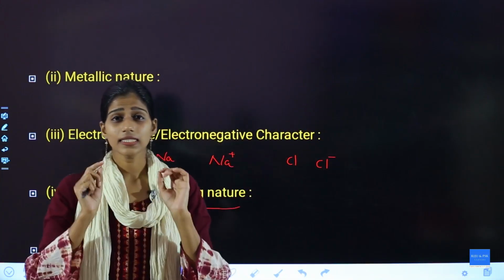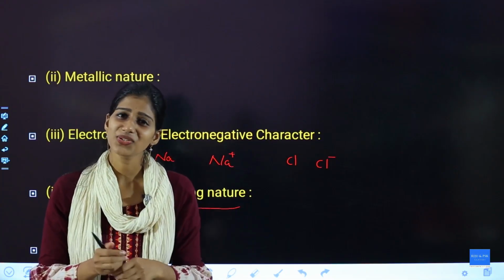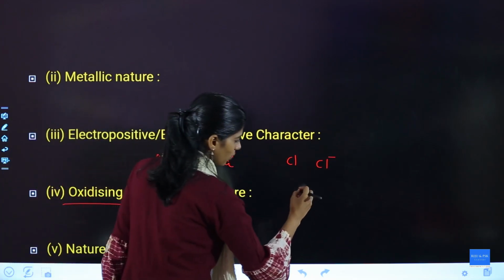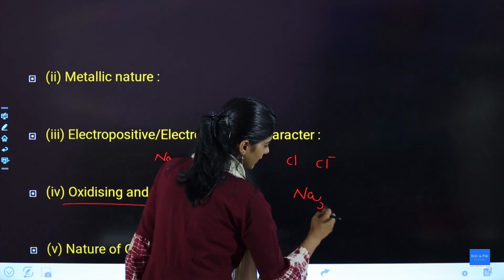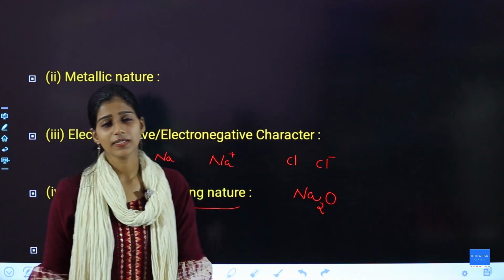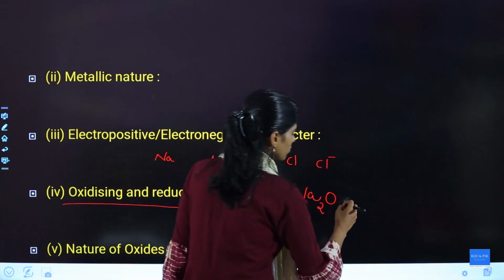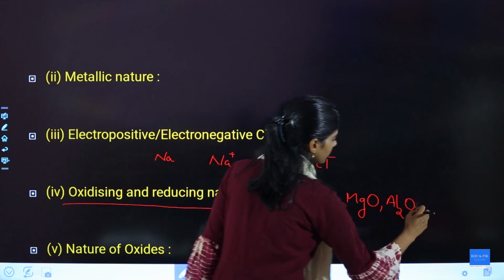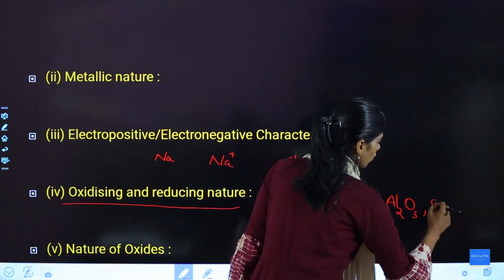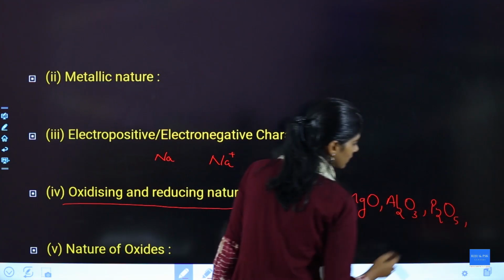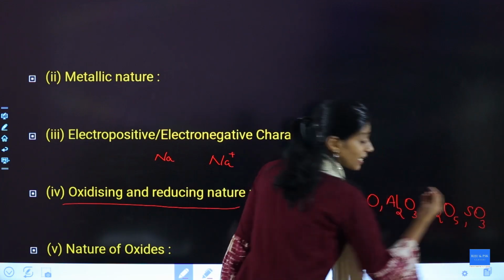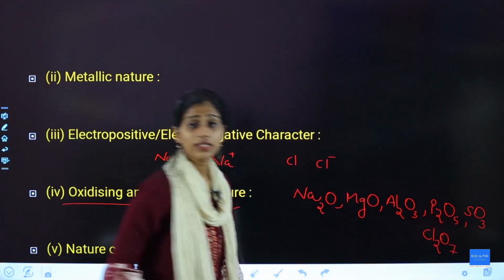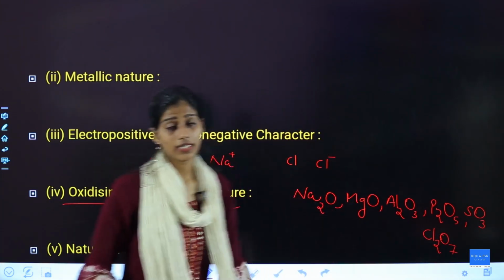I am going to consider some of the oxides. I will take sodium oxide, that is your third period element. I will write the oxide, sodium oxide, Na2O. Then you had magnesium oxide, you had aluminum oxide, P2O5 phosphorus pentoxide, you had SO3 sulfur trioxide, you had Cl2O7, this is your dichlorine heptoxide.